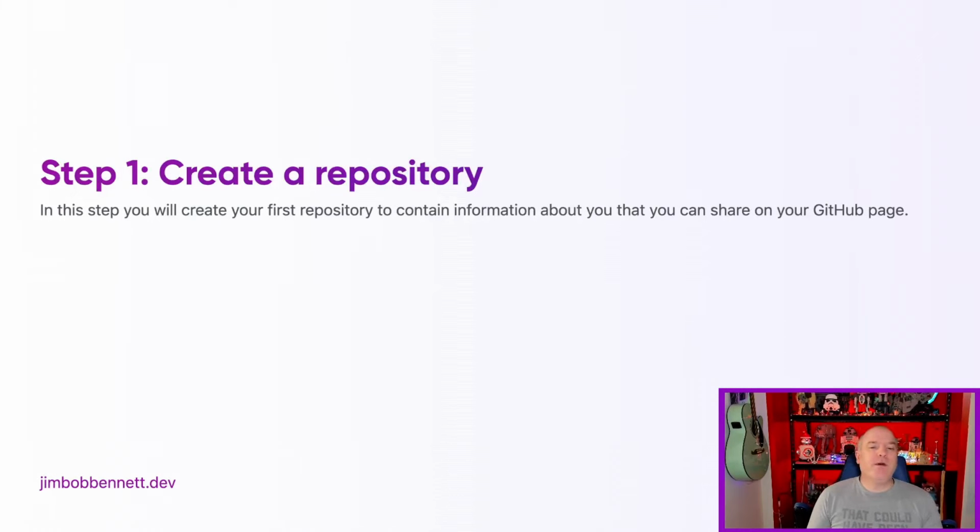So now we've seen what GitHub actually is, let's work on creating a repository and making code changes. The first step is to create a repository. This repository is going to contain information about you that you can share on GitHub. We're going to create a special repository that can be used to add a description of yourself to your GitHub profile.